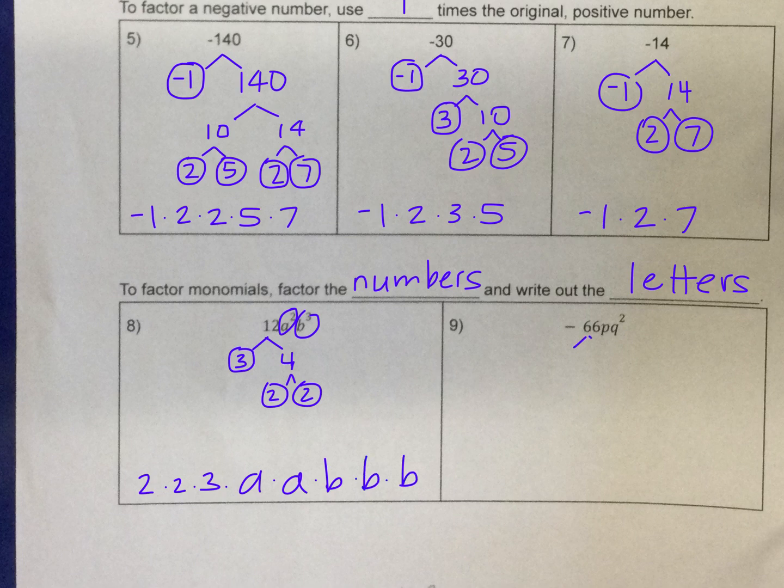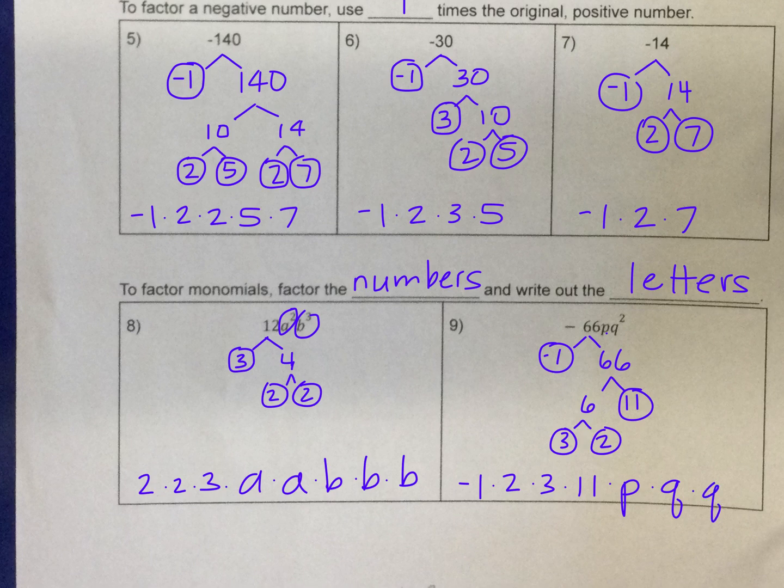All right, let's do this one. I've got a negative 66. I'm going to go ahead and do a negative 1 and a 66. That would be 6 and 11. 11's prime, 3 times 2. All right, I've factored all the way down, so negative 1 times 2 times 3 times 11. I got 1 P, so times P. And I got 2 Q's, times Q times Q.